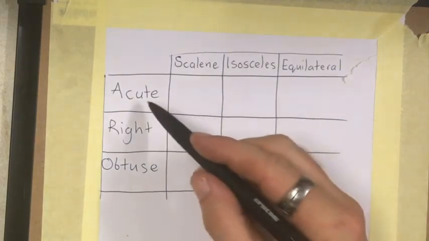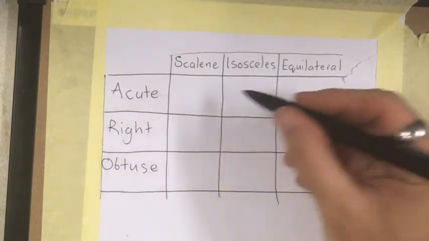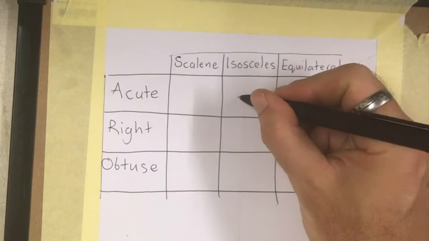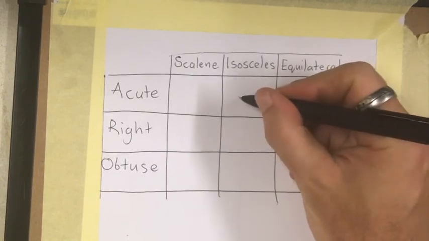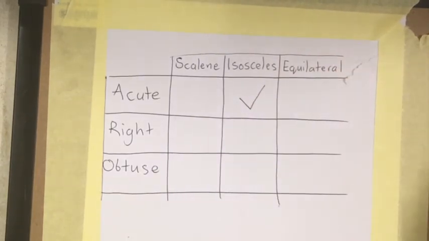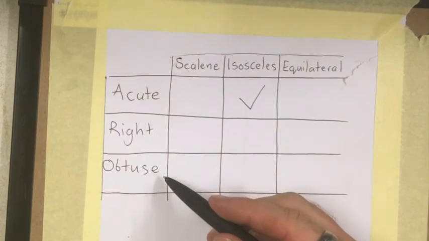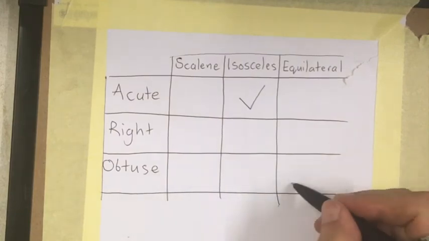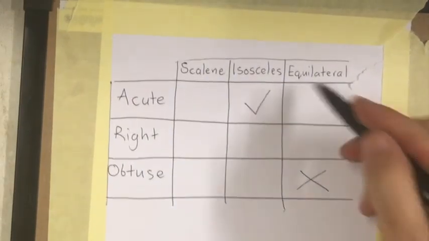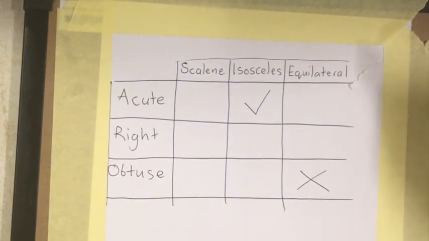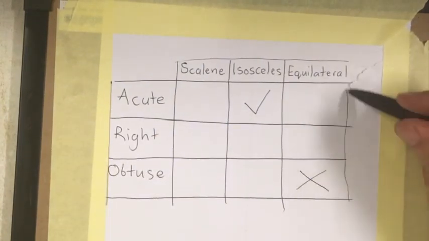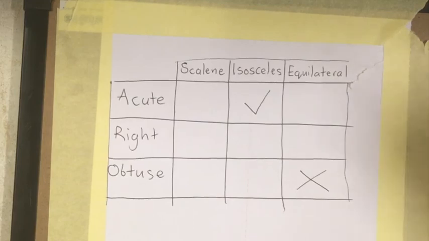An acute triangle. Could a scalene triangle be an acute triangle? Could an isosceles triangle be an acute triangle? If you think so, if you've drawn it and discovered it and you think there is, give it a tick. An obtuse triangle. Could it be an equilateral triangle? If you think it's no, then give it a cross. And go through and discover what you can about these triangles and record your data using a table like this.